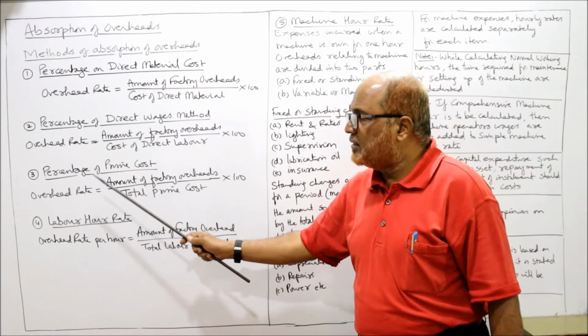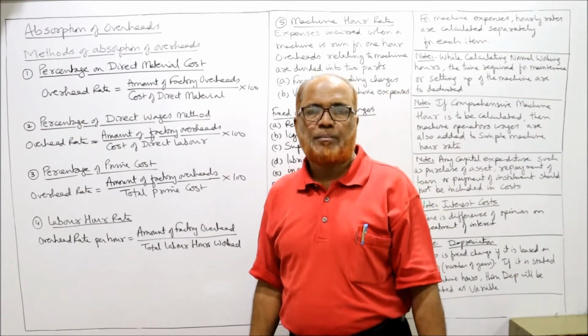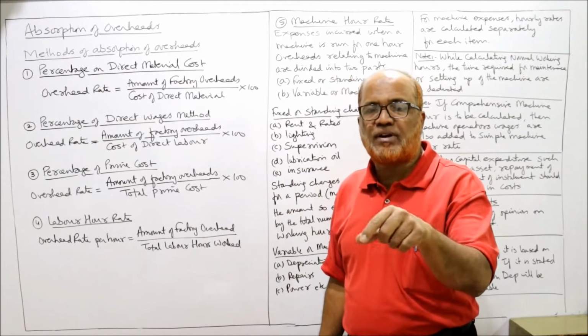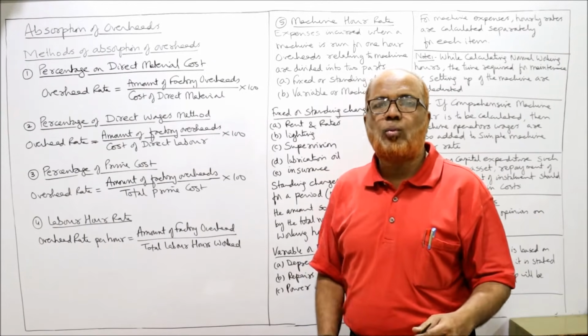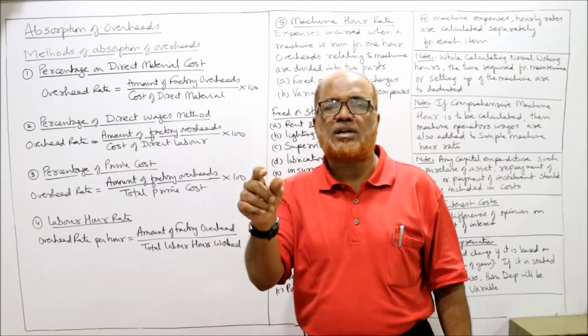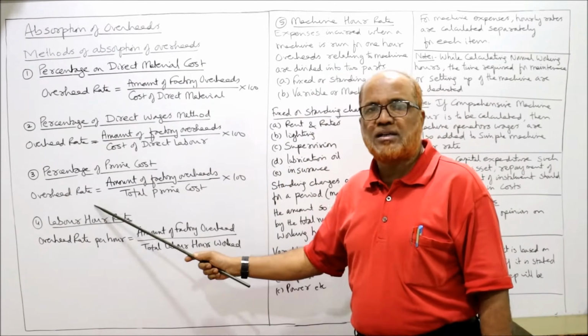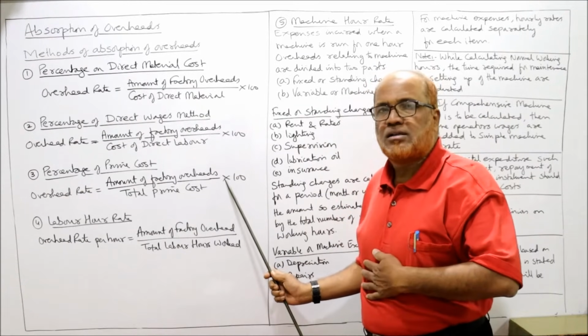Second method. Third method, percentage of prime cost. Prime cost is the combination of direct material, direct wages, direct expenses. Some authors and producers say we calculate the factory overhead as a percentage of prime cost. In that case, factory overhead rate is the amount of factory overhead divided by total prime cost into 100.